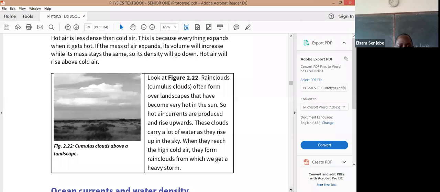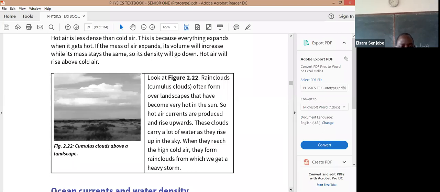Rain clouds. Cumulus clouds often form over landscapes that have become very hot in the sun. So hot air currents are produced and rise upwards. These clouds carry a lot of water as they rise up in the sky. When they reach the high cold air, they form rain clouds from which we get a heavy storm. Heavy storm. Is that okay?